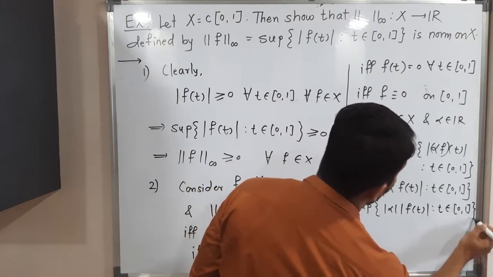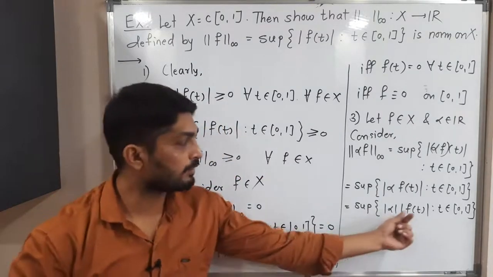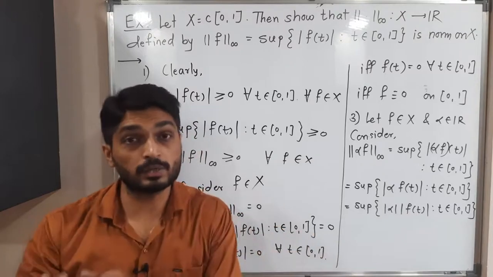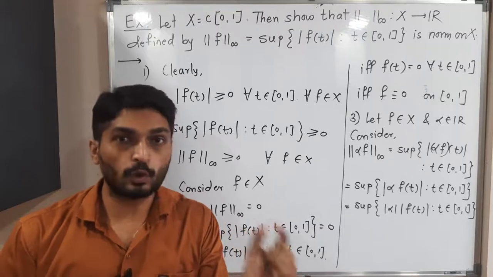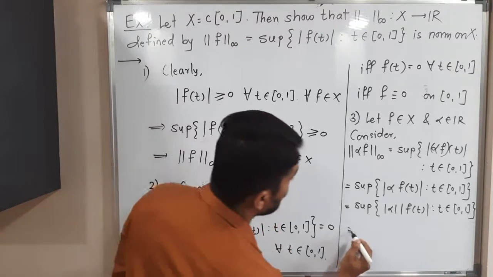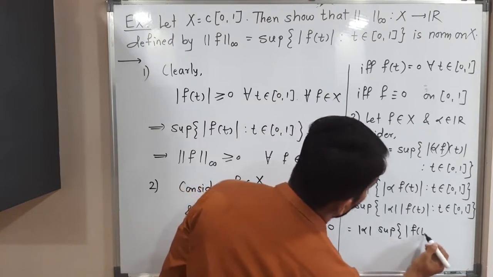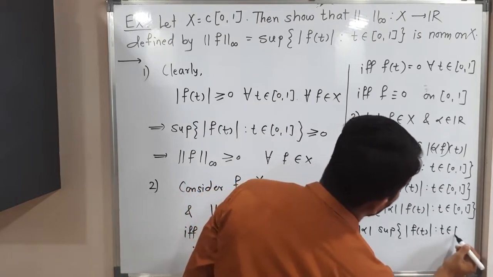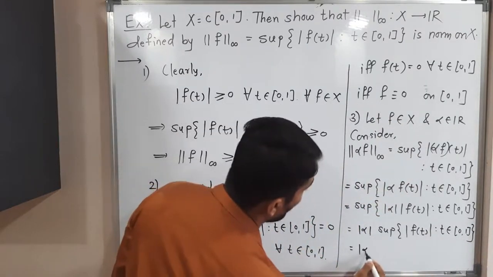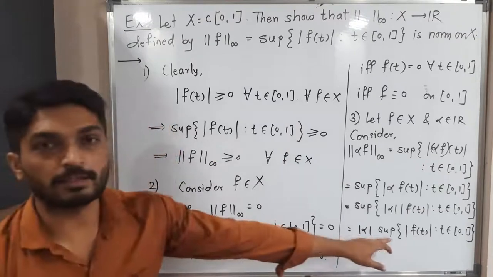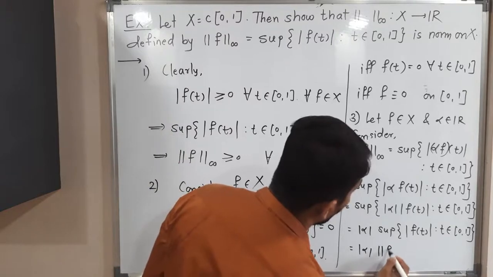So this is equal to supremum of mod alpha mod f of t, t belongs to closed interval 0 1, right? So mod alpha is a constant. If you take the supremum of mod alpha into this one, or if you take mod alpha outside and then take the supremum, we will have the same value. So that's why, as mod alpha is a constant, I'm taking it outside. So this is equal to mod alpha supremum of mod f of t, t belongs to closed interval 0 1, right? So this is equal to mod alpha, and see, we have seen this definition, this is the given definition of norm infinity. So this is equal to norm f infinity.